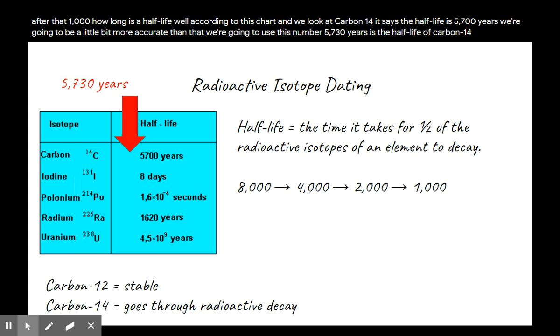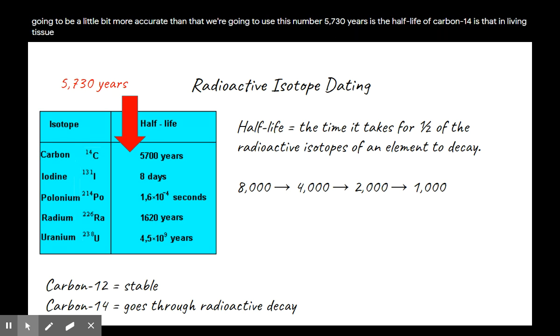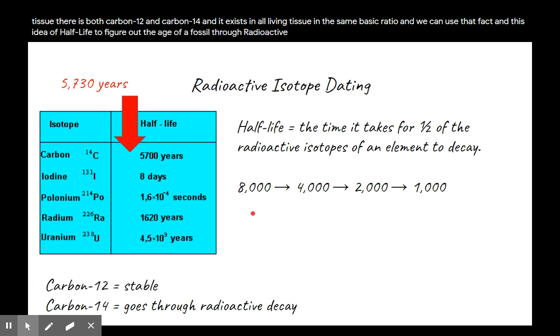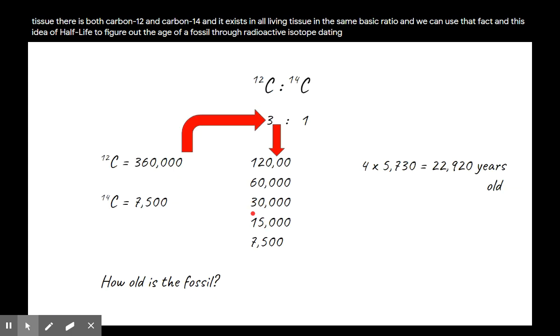The nice thing is that in living tissue, there is both carbon-12 and carbon-14, and it exists in all living tissue in the same basic ratio. And we can use that fact and this idea of half-life to figure out the age of a fossil through radioactive isotope dating. How are we going to do that?